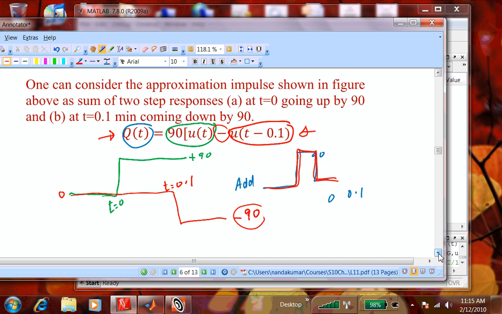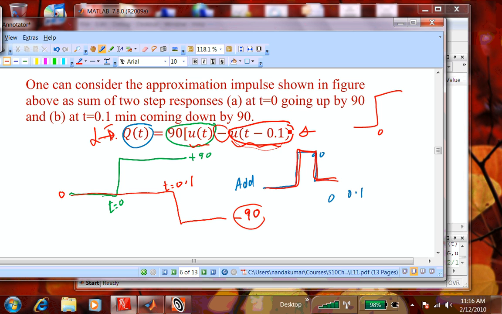The Laplace transform of the first step function is very simple. It is 1 over s, so it's going to be 90 over s. It is the second one that you need to worry about. What would be the difference between the first step function and the second? The Laplace transform of a step function is always 1 over s, but the step has to occur at 0. If the step occurs at 0, then the Laplace transform is 1 over s. We've seen that.